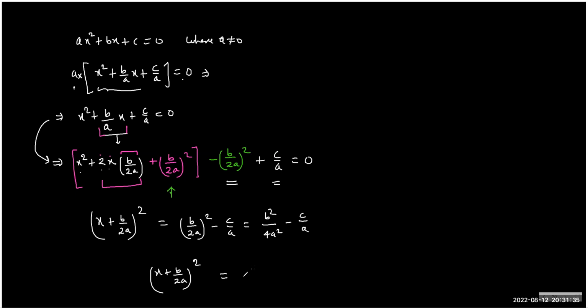So can we take LCM here? What is LCM? 4a square. So b square minus what can we write here? 4a square. Come on, guys, tell me. 4ac. 4ac. Very good.